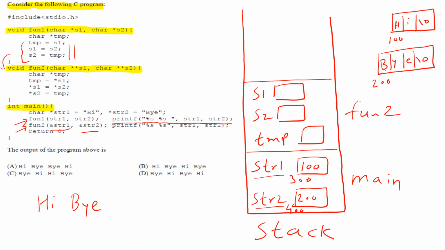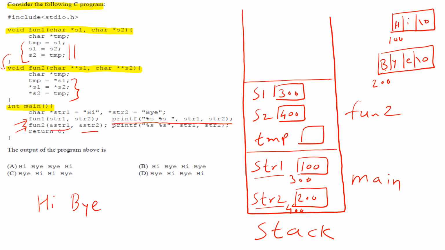Now what does s1 contain? s1 contains the address of str1, which is 300. So now s1 is not referring to the string; s1 is referring to str1, and str1 is in turn referring to the string hi. s2 contains the address of str2, which is 400. So this means that s2 is referring to str2 and str2 is referring to bye. So using s1 and s2, it is possible for us to access these strings by using pointer notation. And then we have a temporary variable, and this is again the code for swapping.